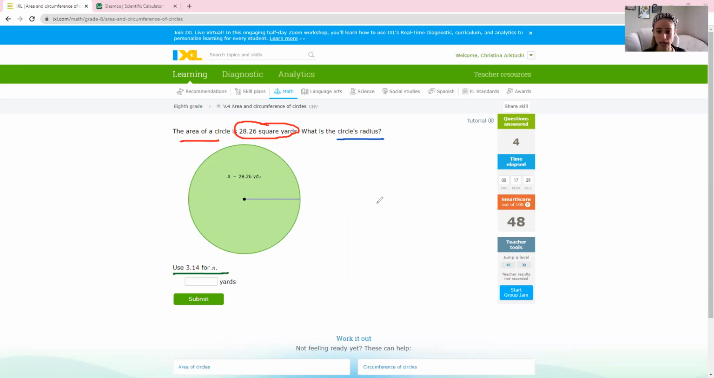So because we're dealing with area, we only have one formula. The formula for area is pi r squared. Second step remains the same. Substitute your information in. Our area is 28.26. Pi is 3.14. And radius squared is our unknown. That is what we're trying to find. It stays a variable.